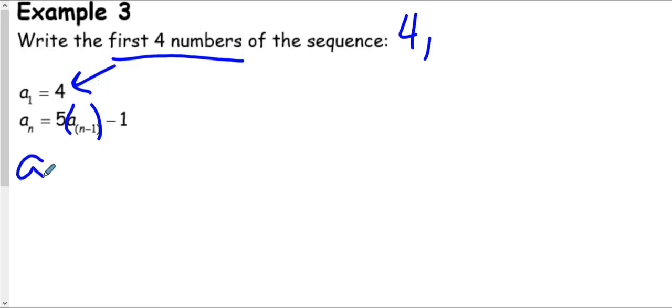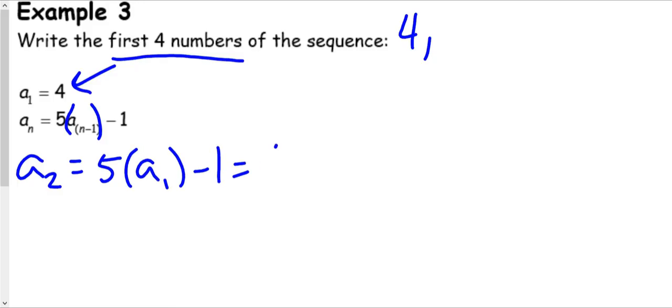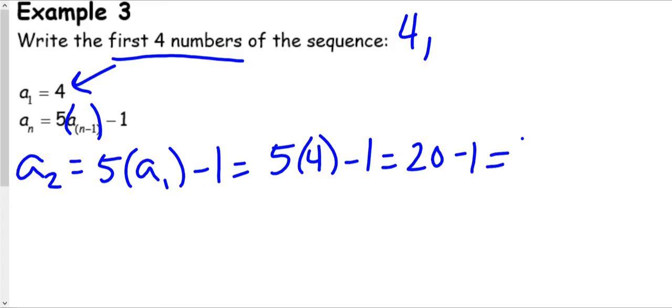So then if I want to find A2, I would get 5 times my previous term, which was A1, minus 1. So I'm going to say 5 times 4 minus 1, which is 20 minus 1, which is 19. So 19 is our next term in this sequence. So we do it again.